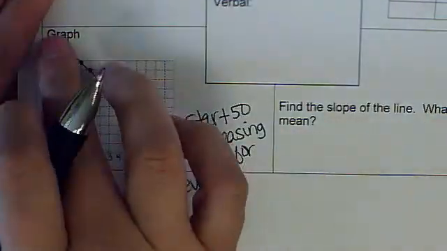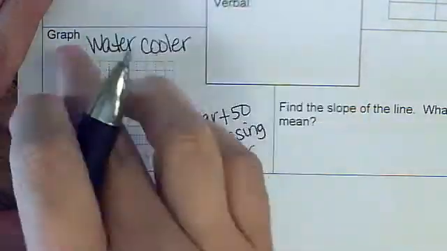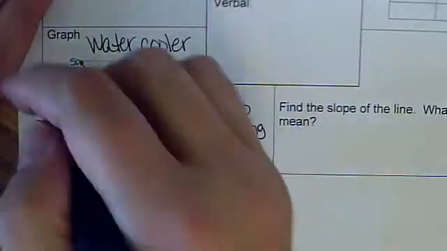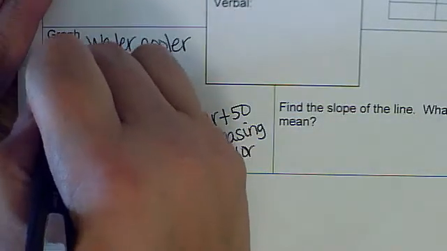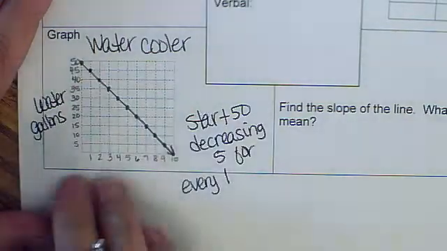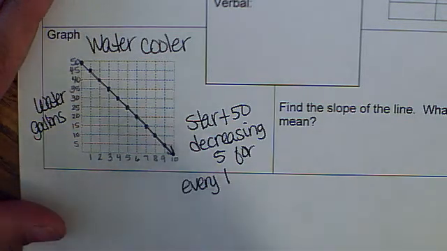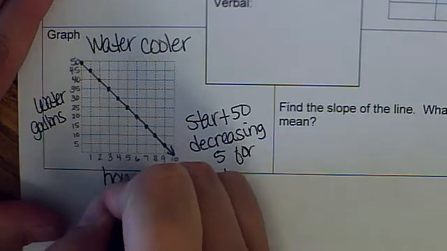So I'm going to talk about a water cooler. If I'm going to talk about a water cooler, the 5 through 50 has to be the water. And we're going to talk about that being in gallons. And then this 1 through 10 has to be, we're going to talk about the water cooler and water. It's going to have to be over time. So let's say every hour. So that's going to be hours.